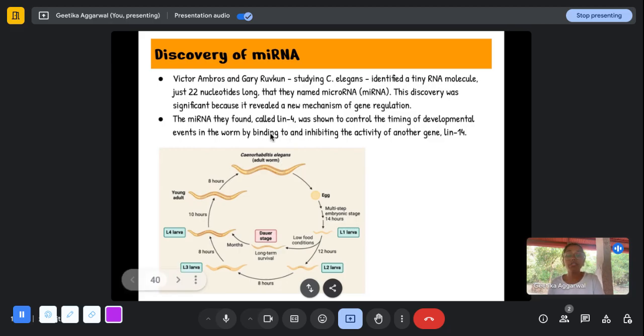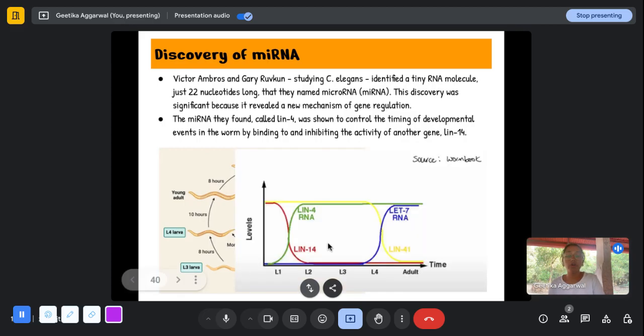And they called it lin4. So this lin4 microRNA was actually preventing the activity of the mRNA of lin14. So the gene is called lin14, and this lin14 gene is required for the larvae to move ahead from the L1 stage to the L2 stage. But this gene was not being transcribed in this mutant L1 larvae which had this lin4 microRNA. So this lin4 microRNA is actually acting upon the mRNA of lin14 and preventing it from making this protein, which prevents it from moving forward from L1 to L2.